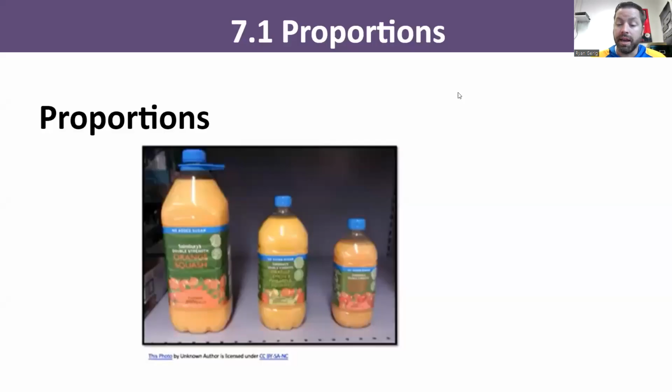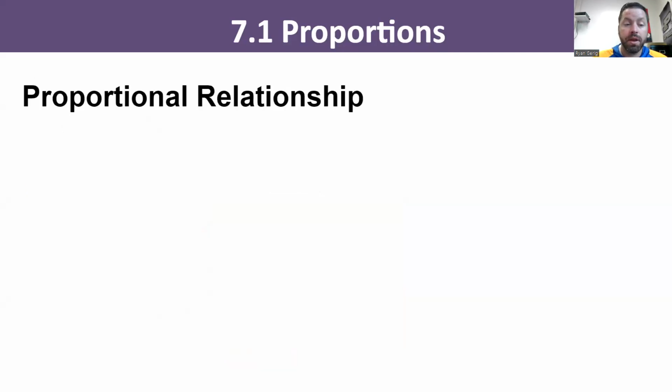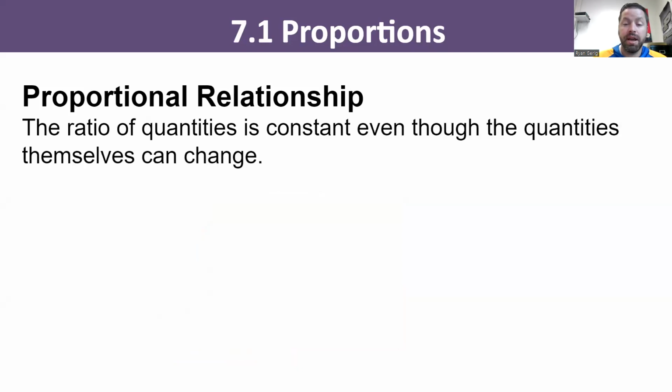Today we're going to be looking at, again, I told you in the intro, proportions, proportional relationships. By the end of the lesson, you'll be able to solve for a variable within a proportion. Again, I talked about this in the intro, but a proportional relationship is one where the ratio of quantities is constant, even though the quantities themselves can change.